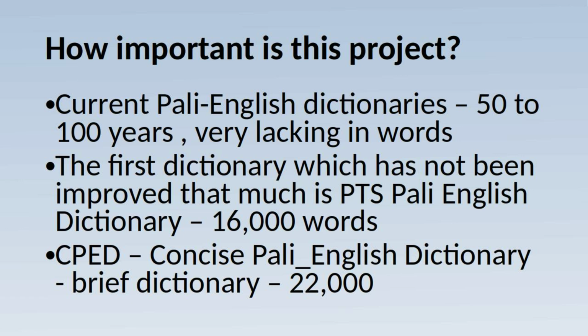And the CPED, the Concise Pali English Dictionary, which is a very brief dictionary, just has a couple of words for each definition. That's 22,000 words. So we take 22,000 words versus 168,000 words, and you can see that there's an order of magnitude for the size of this project and for the benefit for the end result of this project.